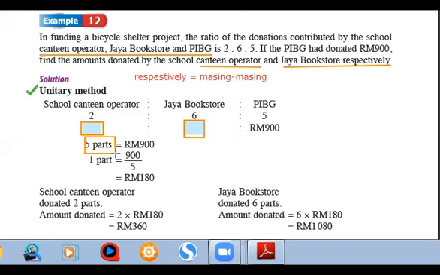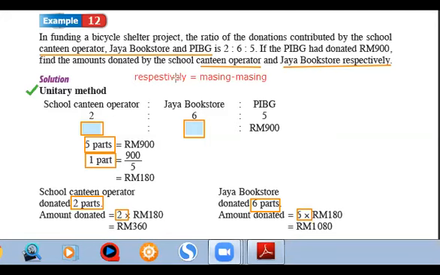So actually it will be the same. You will see they were doing the things again and again, repeating them. First, 5 parts is 900, so for 1 part I do my division. After that I found out the school canteen is 2 parts, so I times 2. Bookstore is 6 parts, that's why I times 6. Okay, that's why I can get my answer respectively. Masing-masing menyumbangkan 360 ringgit and 1080 ringgit. So this is how we use the unitary method to get our answer. Actually, it's very simple for this one.